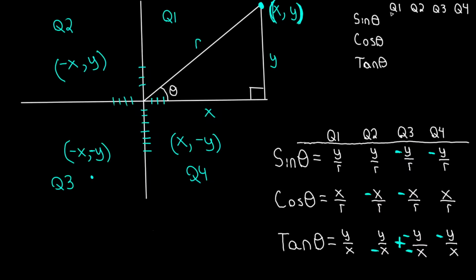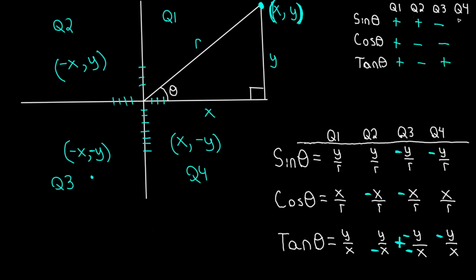So sine in quadrant 1, we figured out down here, is positive. Cosine is also positive, and so is tangent, because we just have x, y, and r is always positive. In quadrant 2, we found that sine is positive, cosine is negative, tangent is negative. In quadrant 3, we found that sine is negative down here, cosine is negative, and because we have negative x and negative y to get into quadrant 3, tangent ends up being positive.